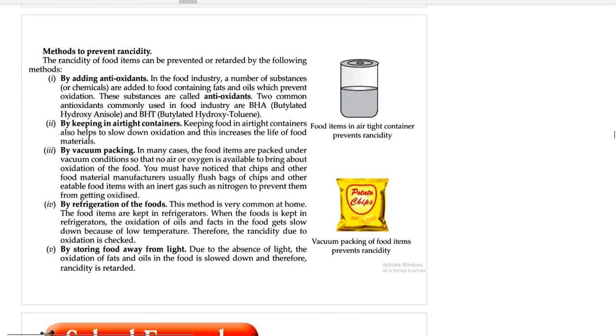You can prevent rancidity. You can prevent it by adding antioxidants. There are some chemicals which they put in food substances, packaged food substances, which are antioxidants. There are two chemicals which are commonly used as antioxidants: BHA, butylated hydroxyanisole, and BHT, butylated hydroxytoluene. These two substances prevent oxidation from occurring, so the food substances stay fresh for a longer period of time.